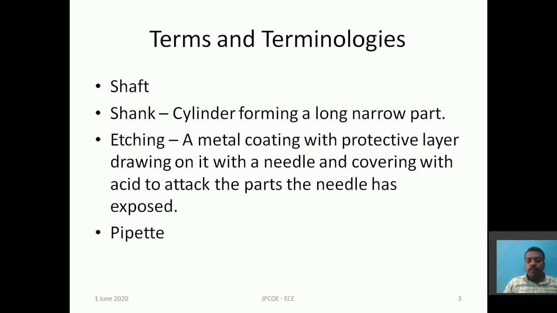In narrow format. The next one is pipette. A pipette is a long cylindrical part with a narrow mouth. Already you have used it in the chemistry lab. So these are the terms we are going to use here.